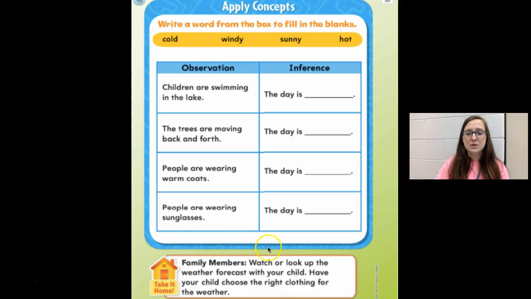And the last one, people are wearing sunglasses. The day is cold, windy, sunny, or hot. You may have used this word on one of the ones before, so you might need to fix it. If people are wearing sunglasses, is it going to be cold, windy, sunny, or hot? Write the word on the line. Make sure you've only used each word one time.